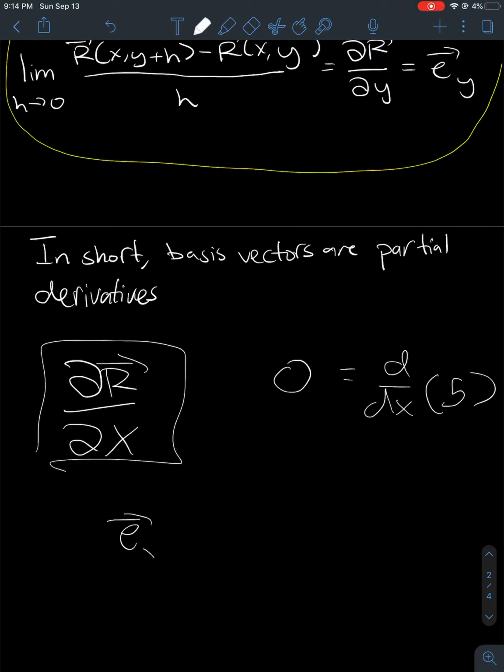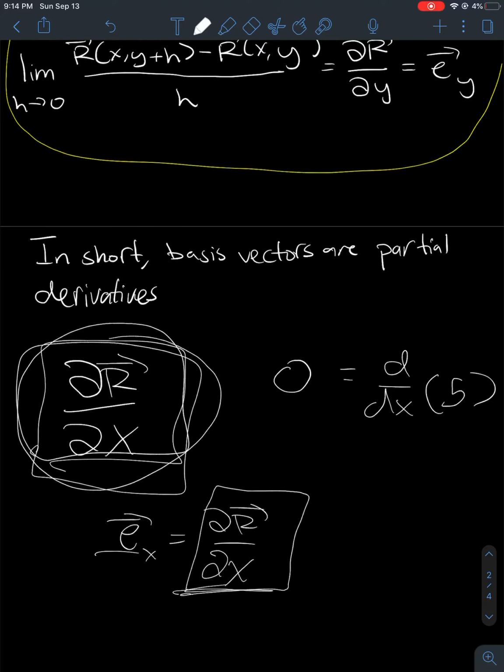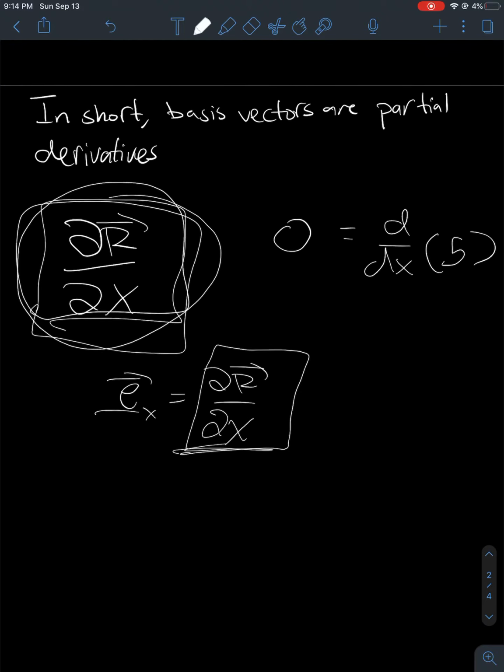A basis vector is equal to the partial derivative of a position vector r with respect to x. It's equal to that. But you could also really think of it as the partial derivative of r with respect to x is that basis vector. That's how I like to think of it, and it's not wrong. So when you see this, think of the basis vector. Don't think of the computation. Think of the actual vector itself.